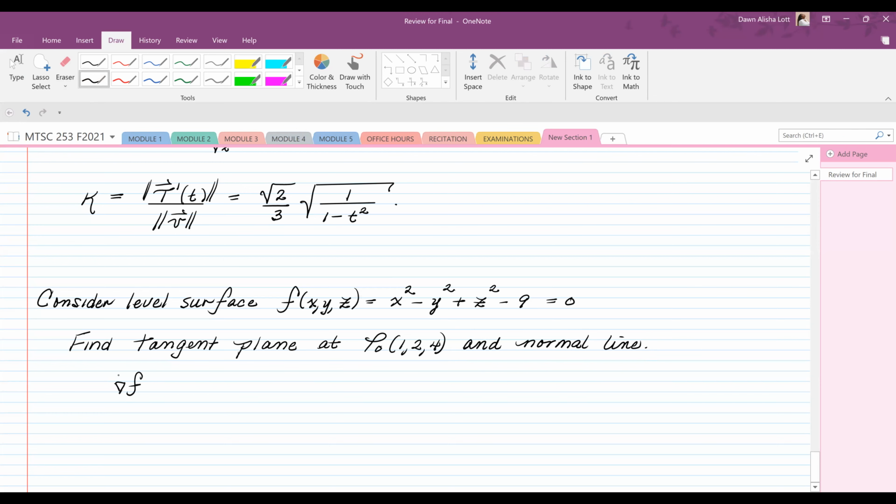So I got half credit for this one, so I'm not sure. The gradient is what? What'd you say? What is the gradient? I got 2x i minus 2y j plus 2z k. Okay. Go ahead.